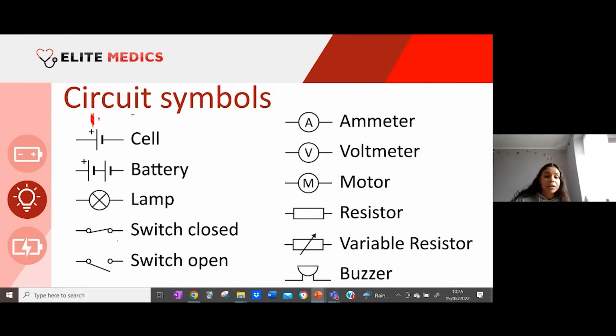Remember a lamp and switches. You really want to be remembering these because they're coming up in quite a few questions. If you want to note them down, or if you can remember them, that's great. And then we've got our resistors and a buzzer. I always used to forget the buzzer, so I would note that down.